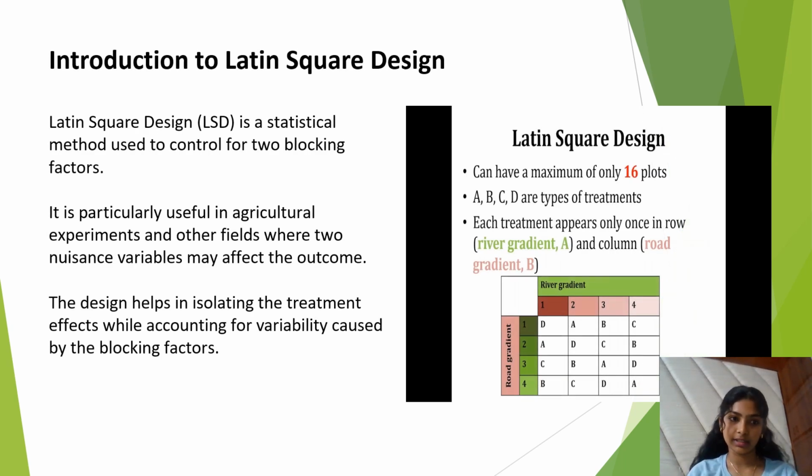Introduction to Latin square design. Latin square design is a statistical method used to control for two blocking factors. It is particularly useful in agricultural experiments and other fields where two nuisance variables may affect the outcome. The design helps in isolating the treatment effects while accounting for variability caused by the blocking factors.